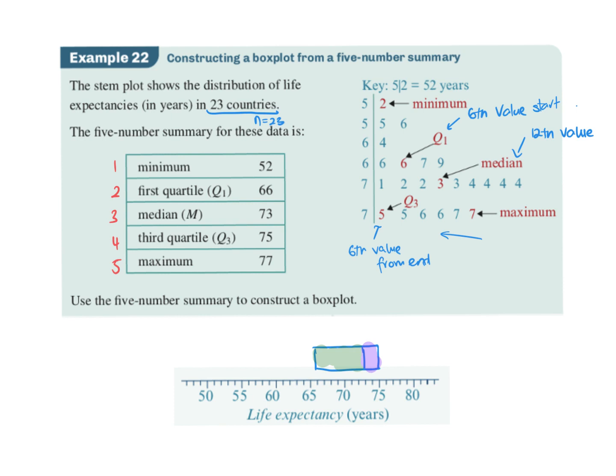Now, there are no outliers mentioned, so my whiskers are just going to go to the minimum and maximum. They said the minimum was 52, so my whisker goes down to 52, and up to 77 is the other whisker. So that little whisker is not very big.